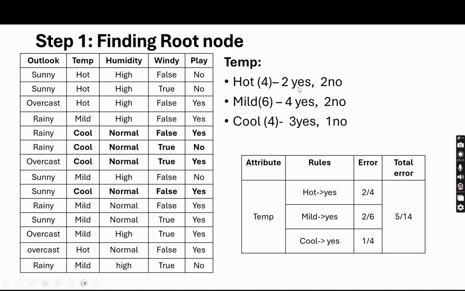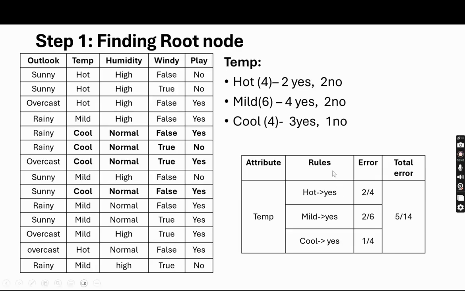For hot tends to yes. So here we are having equal values for yes and no. If it is having equal value, we can set the rule as anything, that is hot tends to yes or hot tends to no. Both of them result in the same equal number of error values.